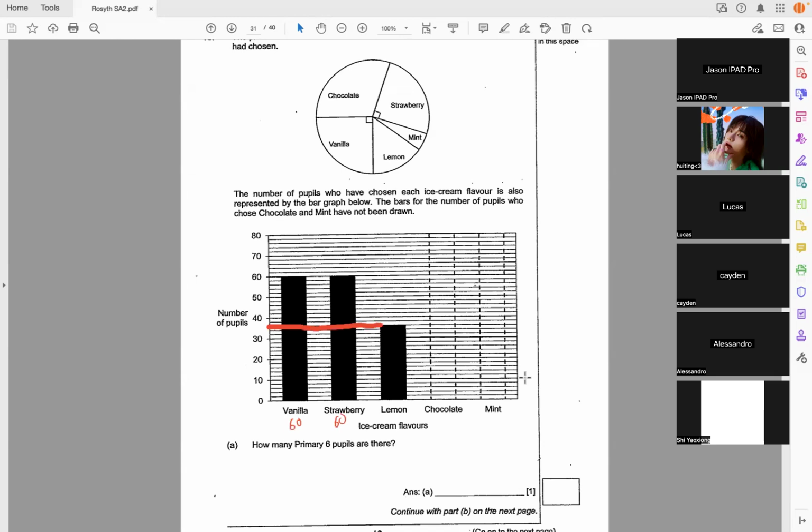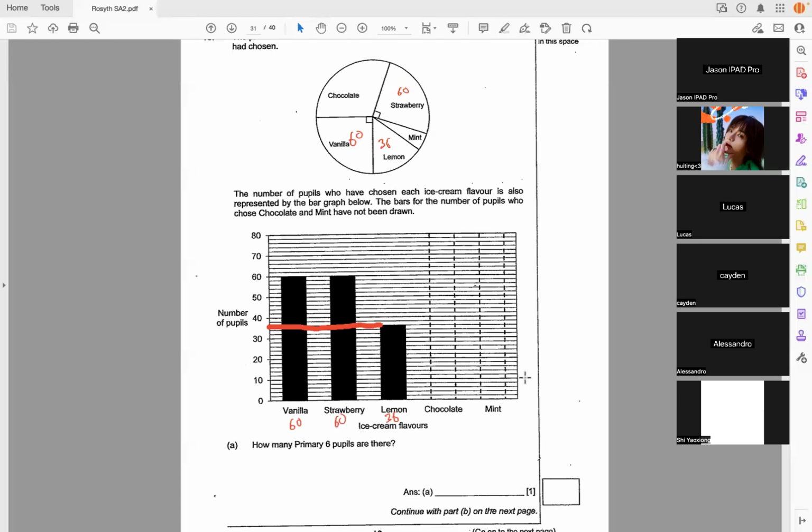So there are 5 intervals. So each interval will be 2. So lemon will be 36. Okay, so let's put it down. Vanilla is 60. No, sorry, lemon is 36. Lemon is 36. Strawberry is 60. Okay.